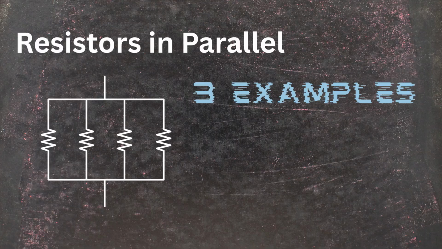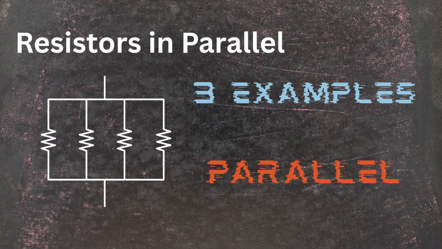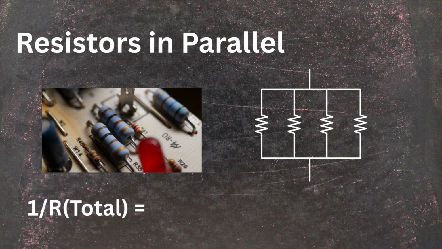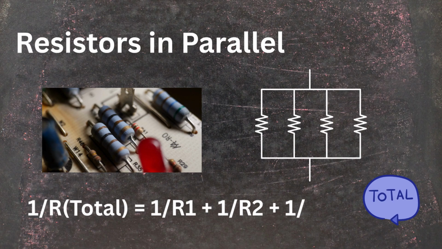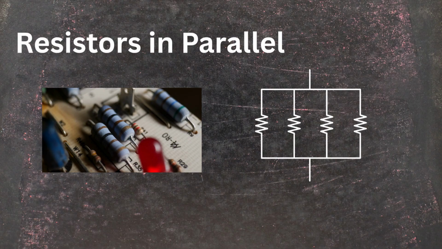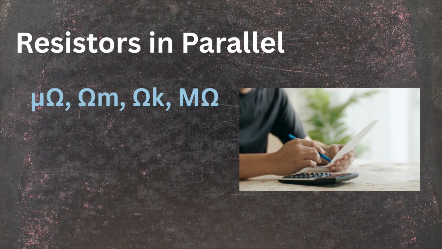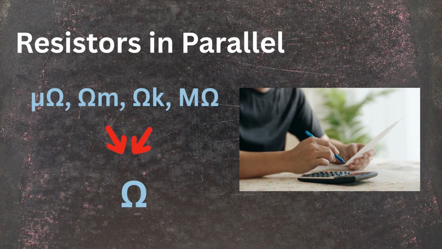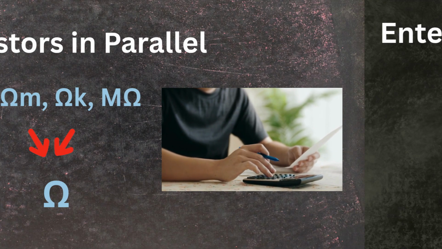In the next 3 examples, we will calculate the total resistance of resistors connected in parallel. Remember, when resistors are connected in parallel, we do not add the resistance values directly. Instead, we add the reciprocals of the resistance values and then take the reciprocal of the result to find the total resistance. If any values are given in different units, we will first convert them to the base unit of ohms before carrying out the calculation.